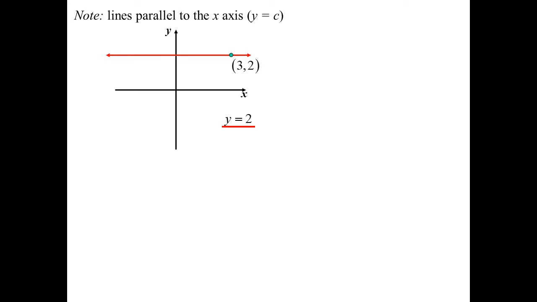Now there are some special straight lines that don't conform to that y equals mx plus b situation. They're ones that are parallel to the x-axis. They'll always end up being y equals some constant number. There's one there. Let's say it goes through the point (3, 2). What we know is every y value on that line must be 2 because it's horizontal. Hence the equation becomes y equals 2.